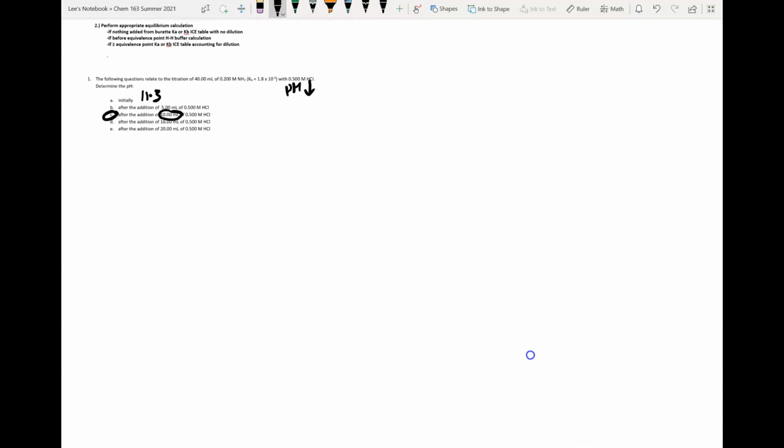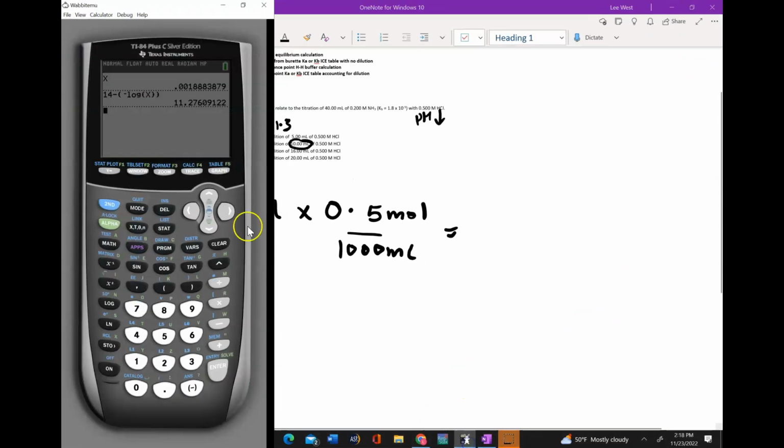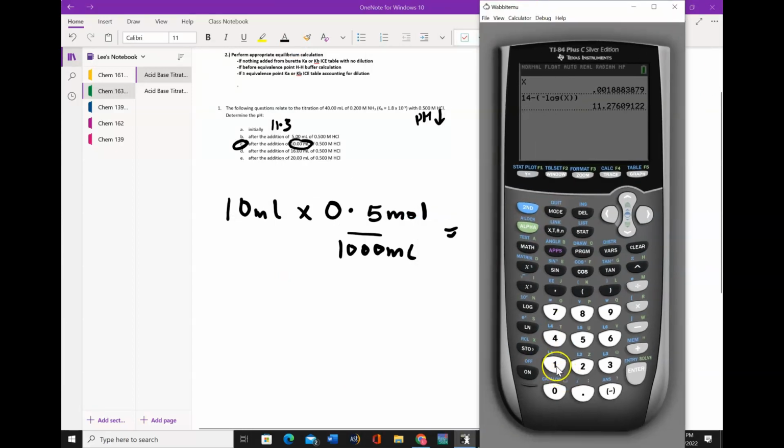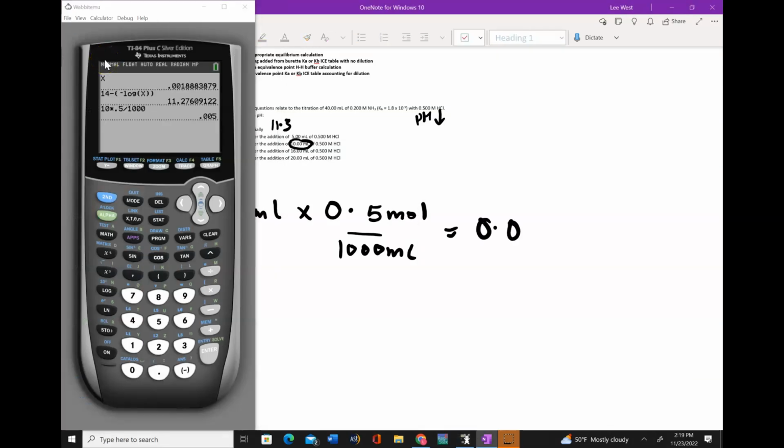Okay. So we have 10 mils and our concentration is 0.5 mole for every 1 liter. I'm not going to do it in my head because I don't want to make a mistake. But basically we know that we're just going to be dividing that by 100, aren't we? So 0.005. So that's how many moles of my strong acid.